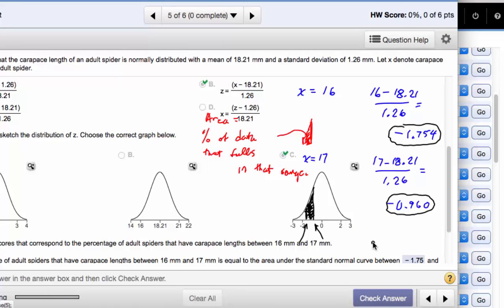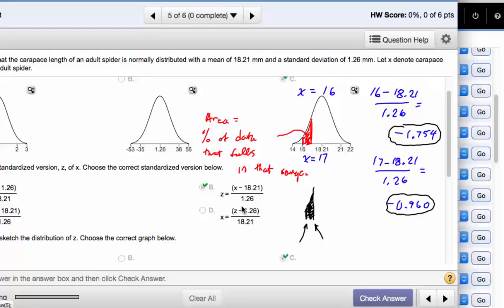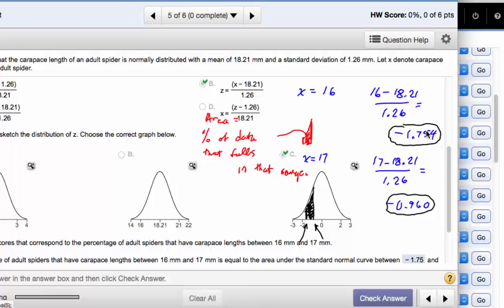So by finding the area between the z-scores that correspond to the values of the variable, that area will be exactly the same as the area on the distribution of x. So the area between 16 and 17 on the x distribution will be exactly the same as the area between negative 1.754 and negative 0.960 on the z distribution.